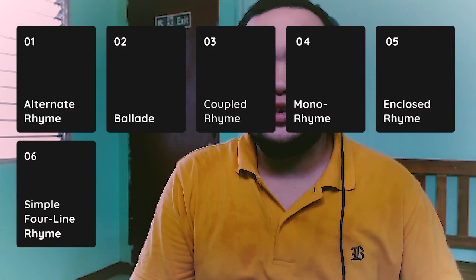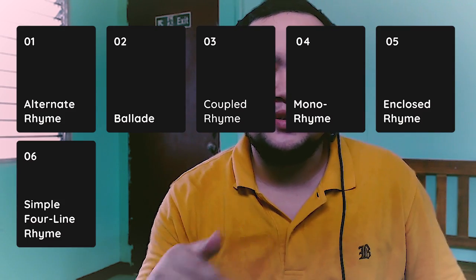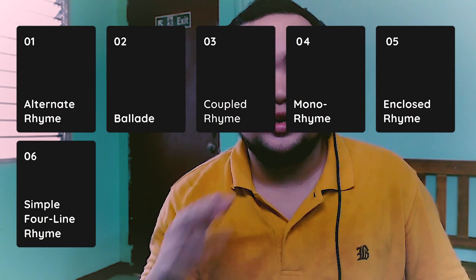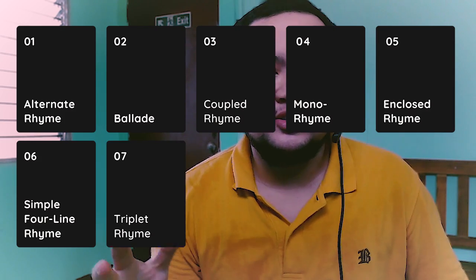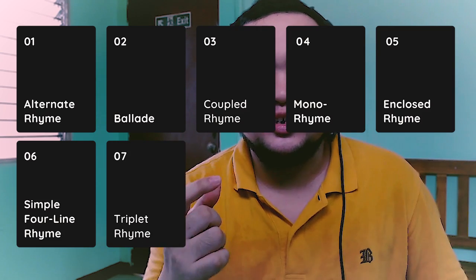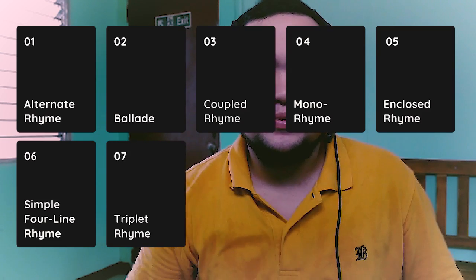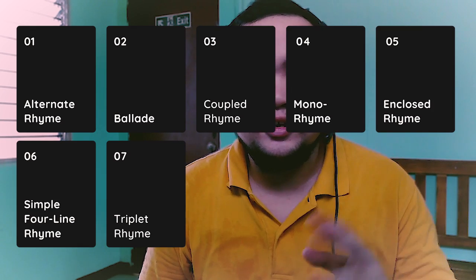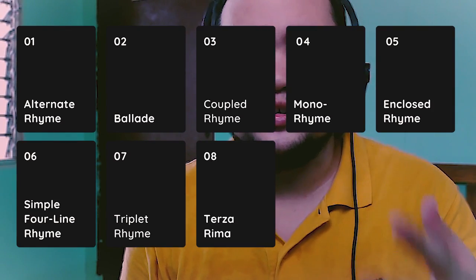So next would be the simple 4 lines rhyme, which follows the ABCB pattern throughout the entire poem. And the triplet has 3 lines in a stanza called tercet that share the same end rhyme. It has the AAA pattern. Another rhyme scheme is called the terza rima.